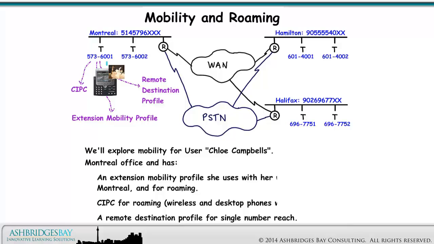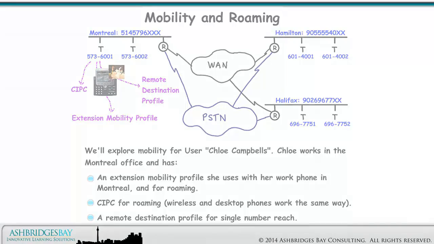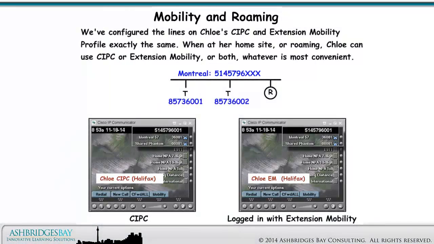We'll explore mobility for user Chloe Campbell. Chloe works in the Montreal office and has an extension mobility profile she uses with her work phone in Montreal and for roaming, CIPC for roaming, wireless and desktop phones that work the same way, and a remote destination profile for single number reach. We've configured the lines on Chloe's CIPC and extension mobility profile exactly the same. When at her home site or roaming, Chloe can use CIPC or extension mobility, or both, whatever is most convenient.